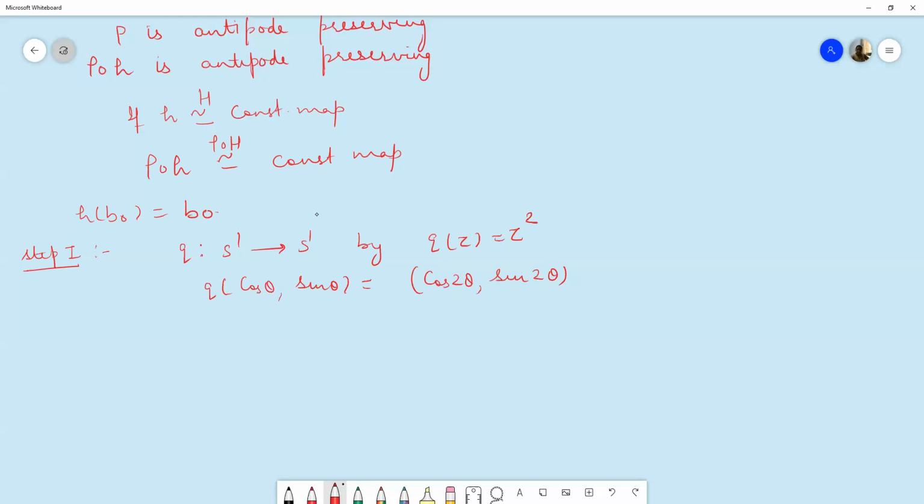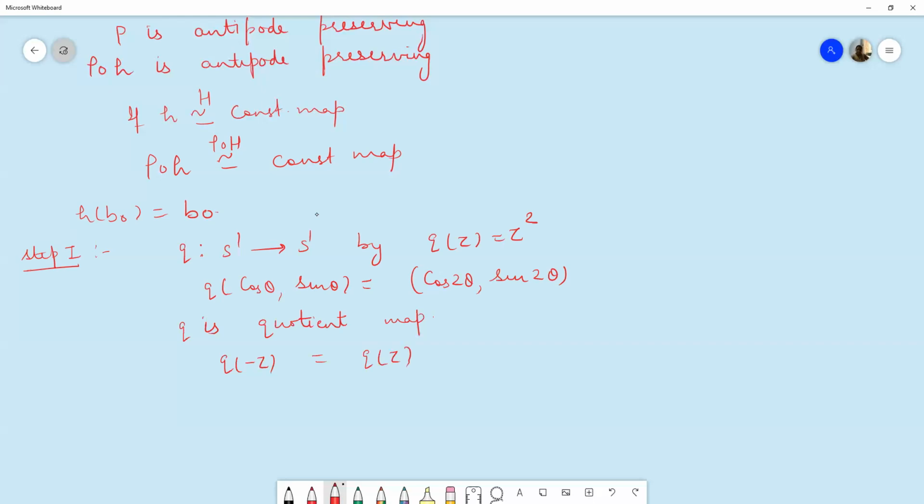Of the circle S1. And secondly, we can see that this mapping Q is a quotient map, because this is basically a continuous, surjective and closed map. And this is not injective because two different points Z and minus Z have the same image. Q is a quotient map, and this is not injective because Q of Z is equal to Q of minus Z, because of the definition Q(Z) is equal to Z square.